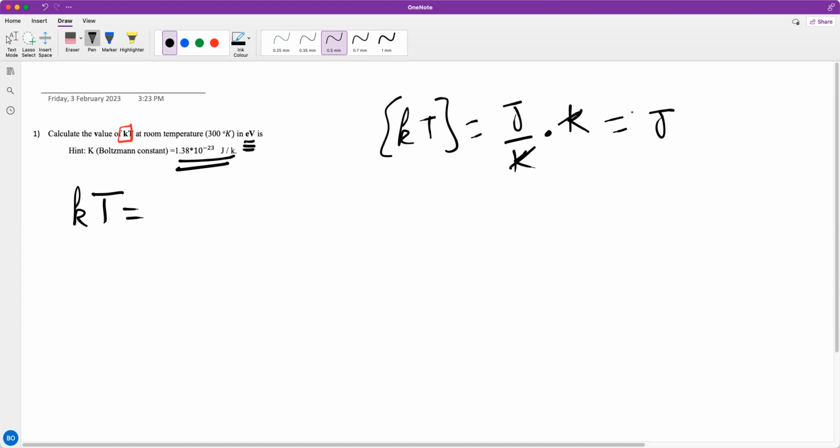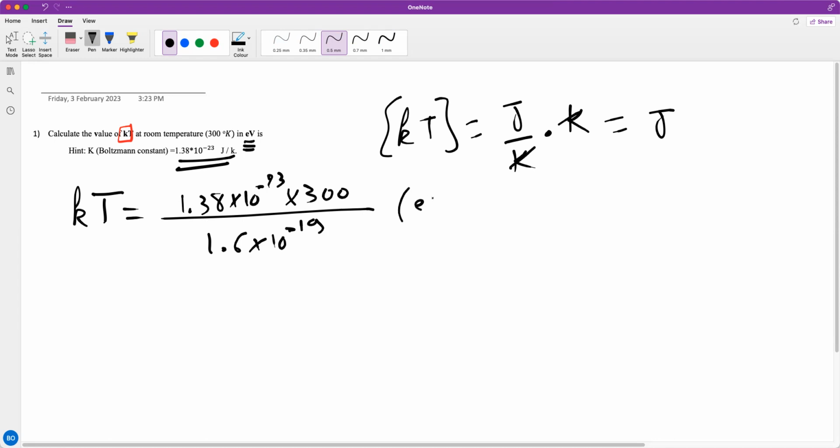So you have several ways. Either you do 1.38 10 to the negative 23 times 300, and then you divide by 1.6 10 to the negative 19, and this will give you electron volts. Any question?